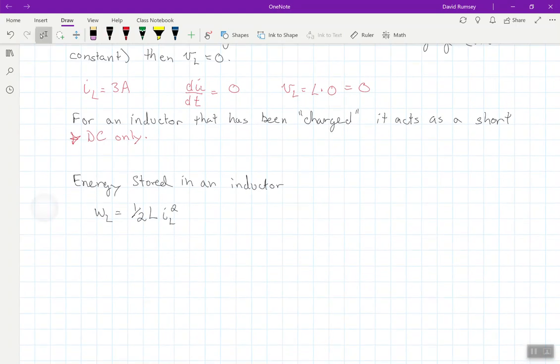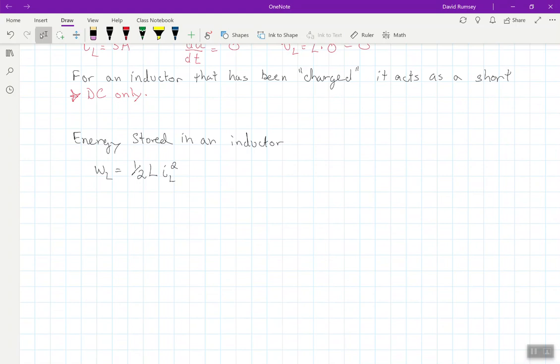All right. Well, let's talk now about how inductors are made.